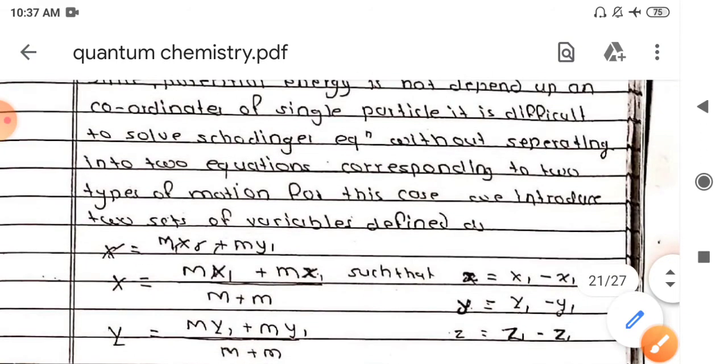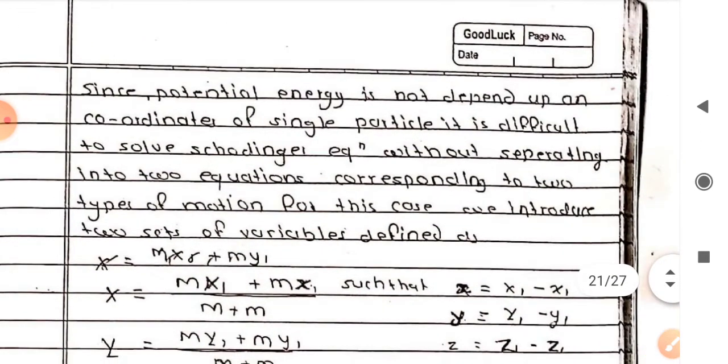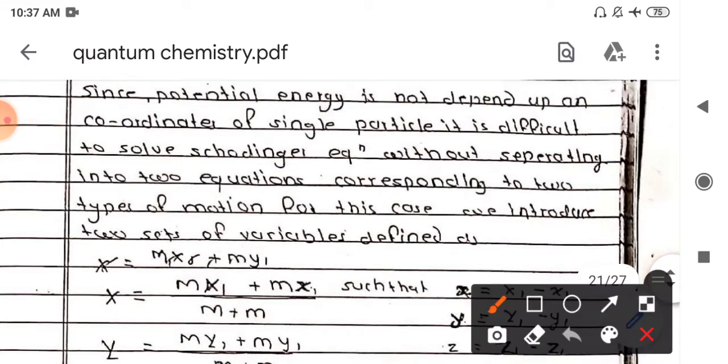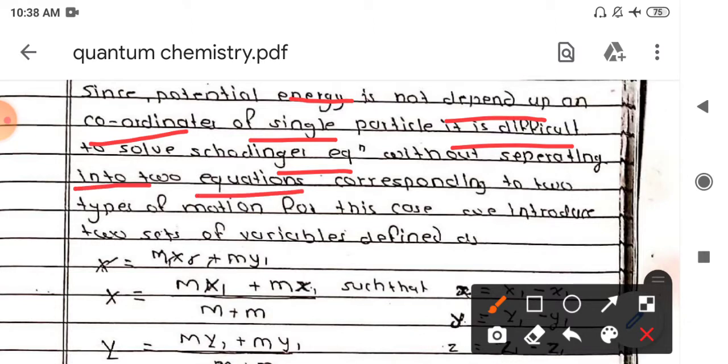Okay, so in order to overcome this, to eliminate these 6 variables, we will first convert the 6 variables into some common Cartesian coordinates, and from those Cartesian coordinates we can move to the spherical polar coordinates. So this potential energy is not depending upon the coordinates of a single particle, so it is difficult to solve this Schrödinger equation without separating this into two equations.